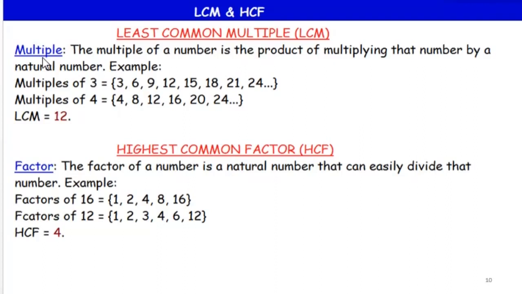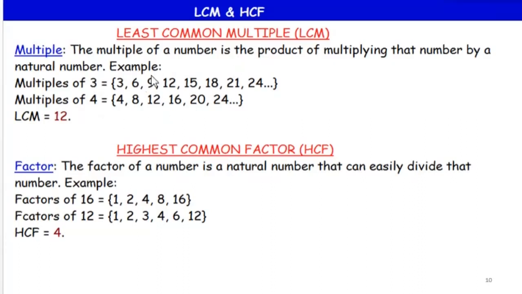So what is a multiple of a number? Simply, the multiple of a number is the product of multiplying that number by a natural number. The product has to do with multiplication, so it is the result of multiplying that number by a natural number. And you know natural numbers start from 1.